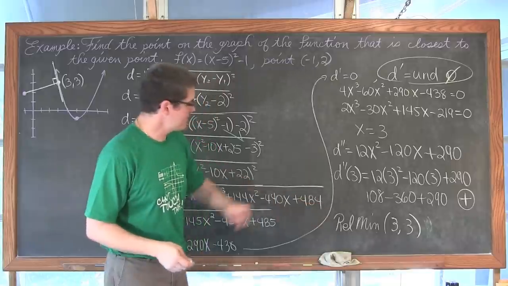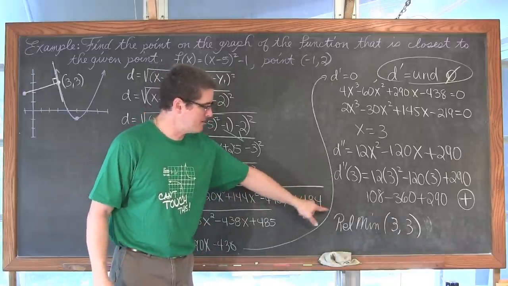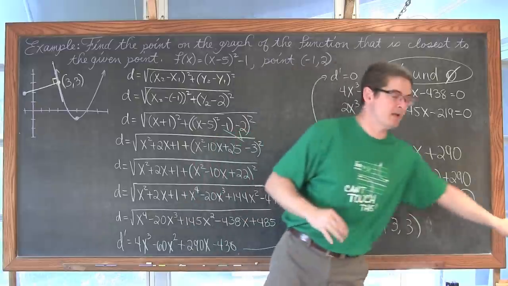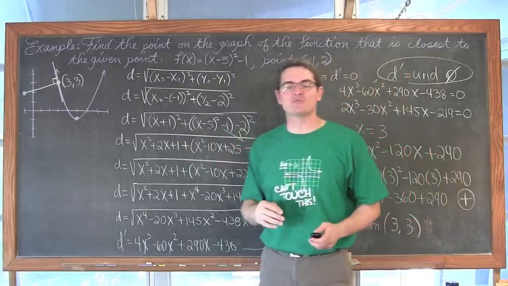So, that is the answer to our question. The function at 3, 3 is as close as you're going to get to that point of negative 1, 2. Now, this method, obviously, dealt with the distance formula.